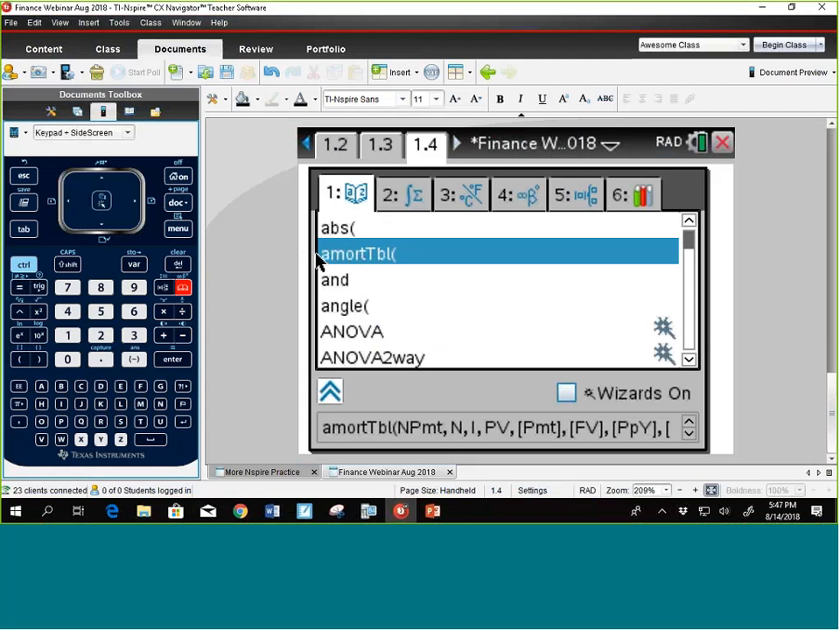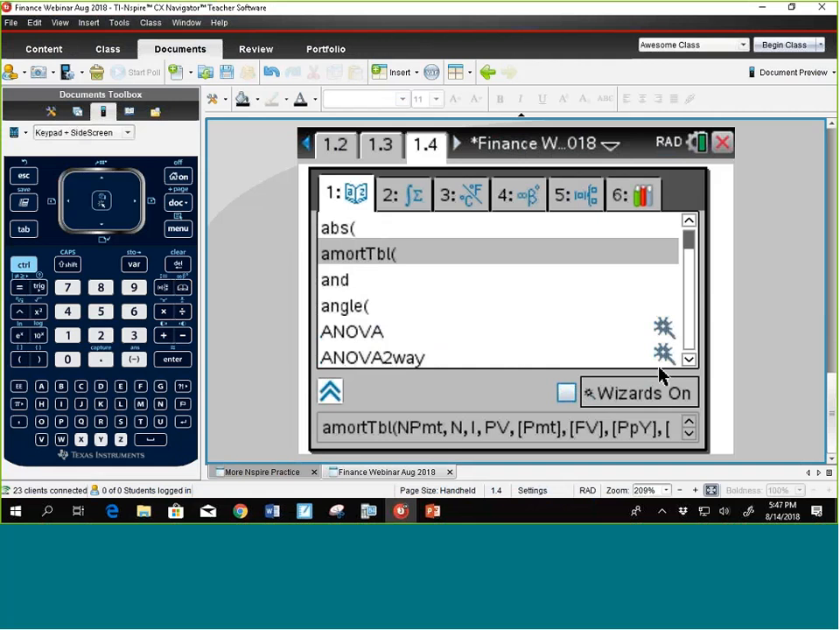Sometimes when you turn wizards on, that helps you to fill things in, but that doesn't help when I use an amortization table. So the wizard isn't functional for that. If TI people are listening, that would be something nice for us to be able to use. But it does remind you of what you need and the order of it down here when you select that. It gives you what you need to create an amortization table. So you can get that from the catalog.